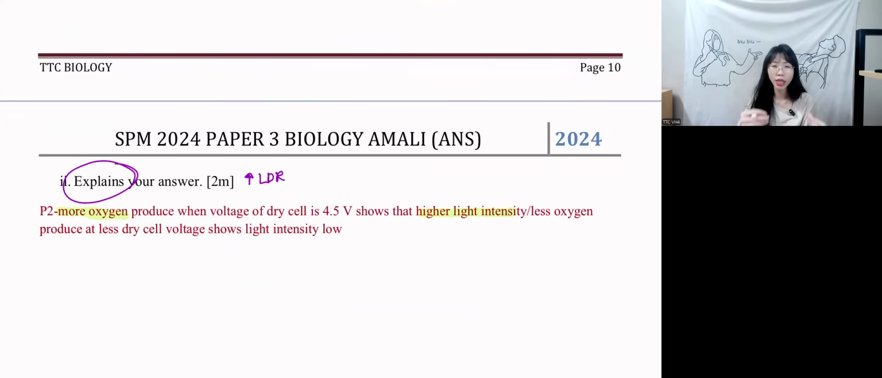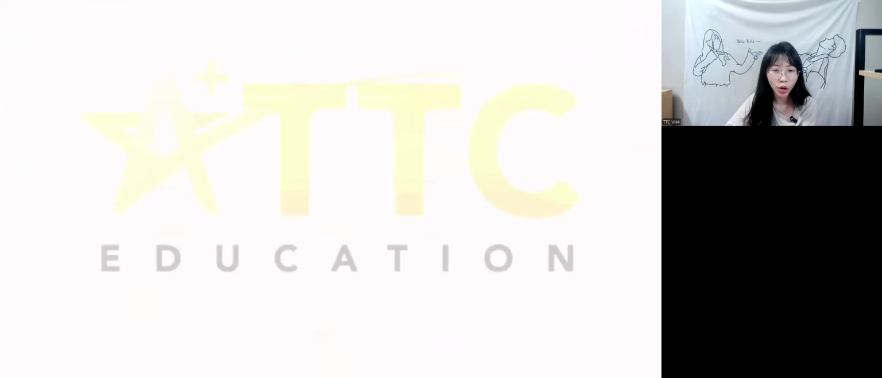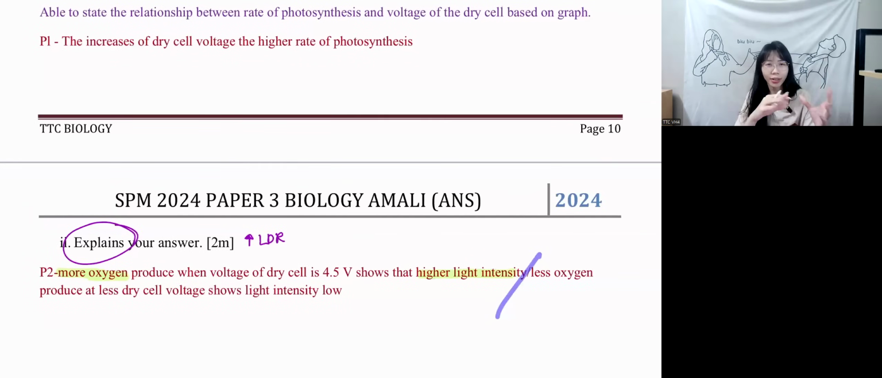Your explanation needs to be based on a little bit of your theory. Or you can write the other one. Less oxygen is released when the dry cell voltage is lower, it shows a lower light intensity, that also can. Whichever one, slash, it means either one correct also can. So this is about your voltage of cell affecting your rate of photosynthesis.